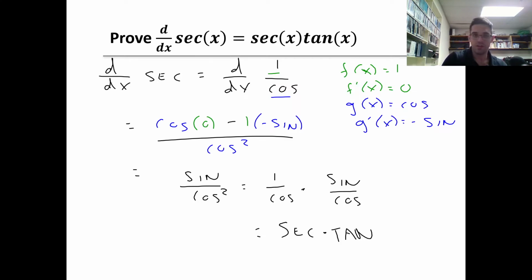Now we're going to keep doing the same process here. The derivative of secant is secant tangent. Secant is 1 over cosine, so we use the quotient rule here, and we get sine over cosine squared. We break that into 1 over cosine times sine over cosine, and then 1 over cosine is secant, and sine over cosine is tangent. So here's the derivative of secant.